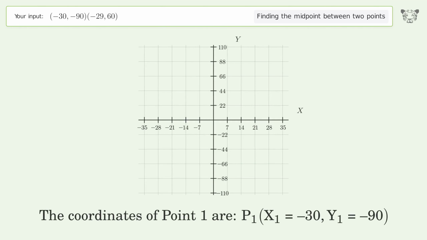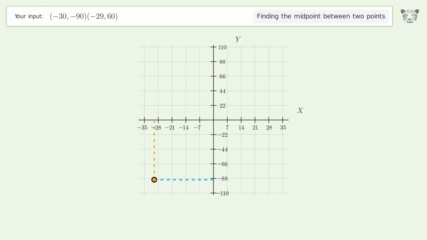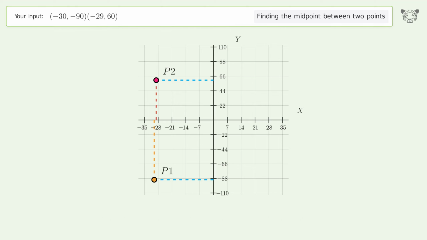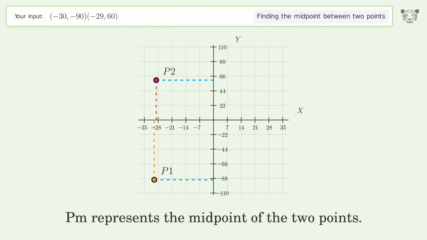The coordinates of point 1 are, x1 equals -30, y1 equals -90. The coordinates of point 2 are, x2 equals -29, y2 equals 60. PM represents the midpoint of the 2 points.